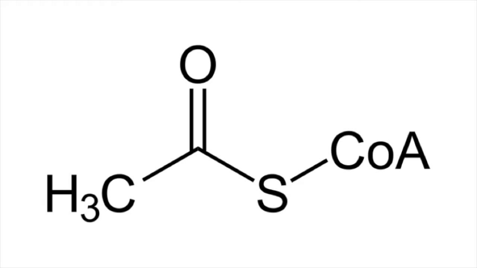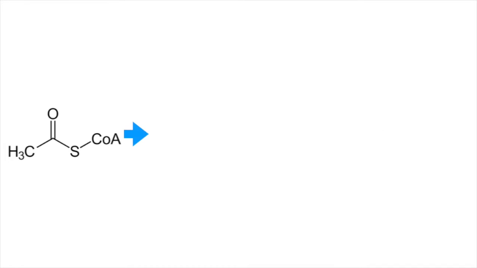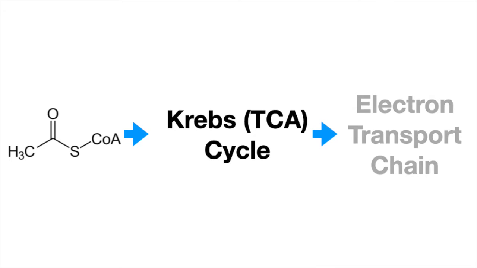This acetyl-CoA, generated by the PDC, then continues to the next steps of metabolism, called the Krebs cycle and electron transport chain, allowing energy to be produced.